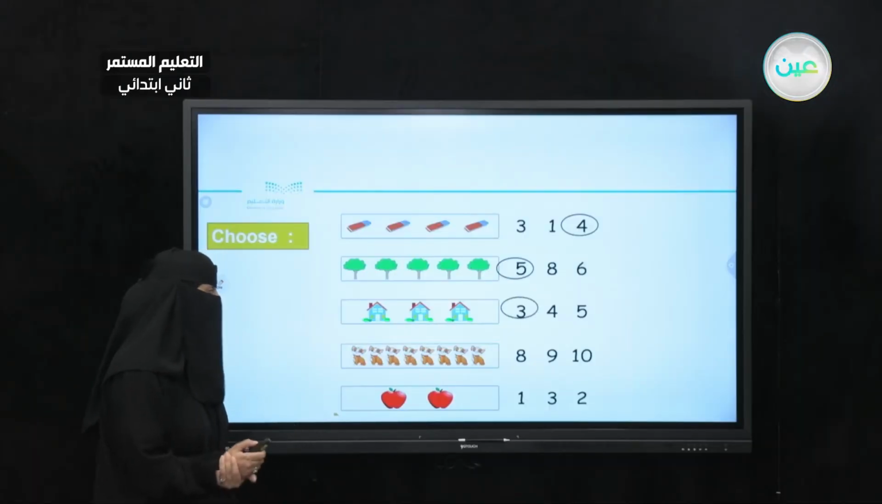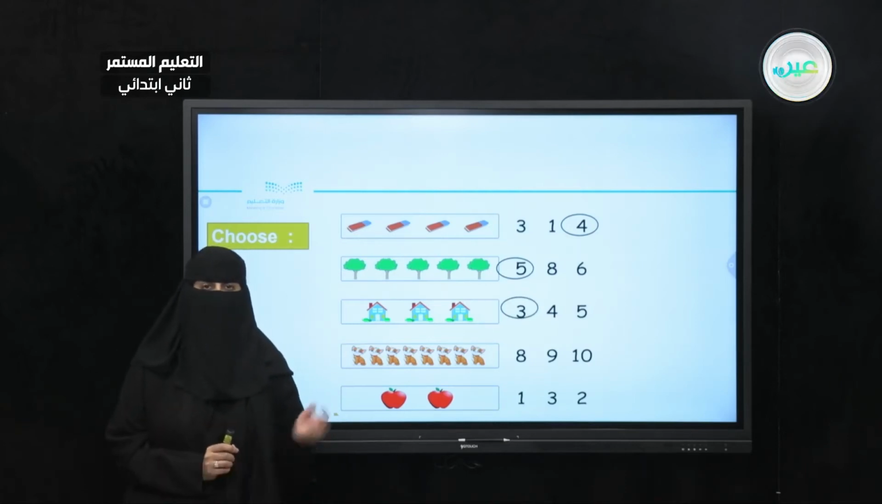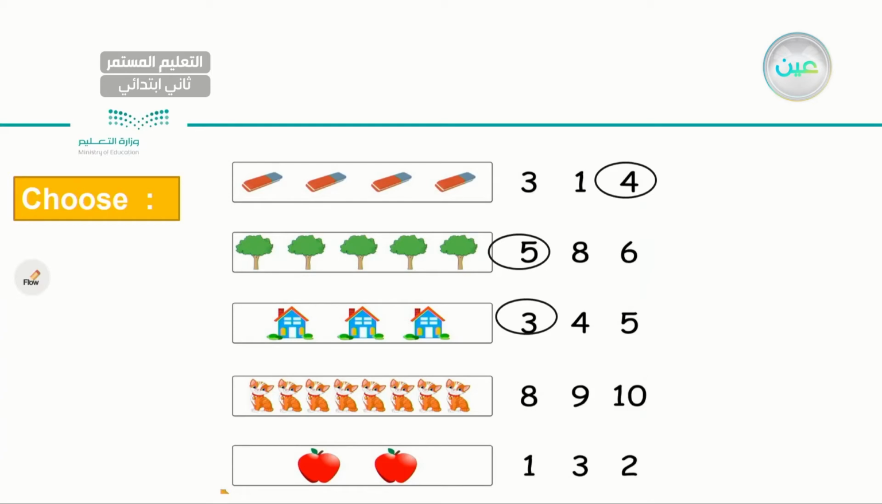3 houses. Let's go to the cats. How many cats can you count? Go ahead and count. 1, 2, 3. How many? Do we have 8, 9, or 10 cats? Actually, we have 8 cats. Very good. And last but not least, how many apples can you see? Do we have 1, 2, or 3 apples? Actually, we have 2 apples. Very good. I have 2 apples.